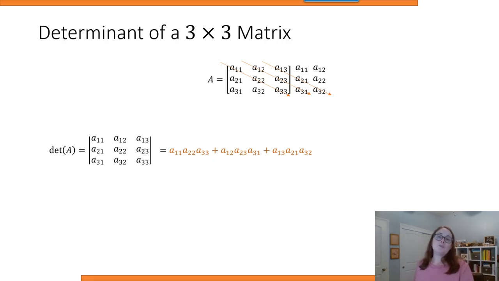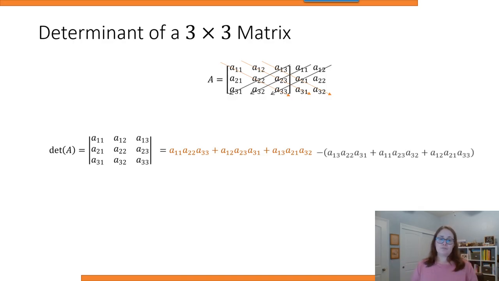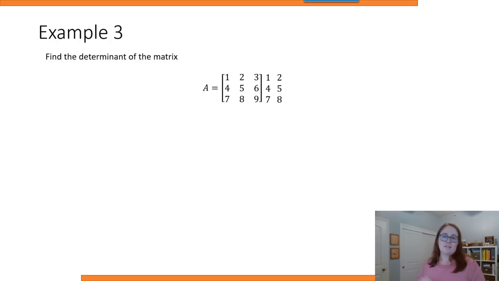And then I go to the diagonals going down to the left. So I get 3 more diagonals going in the other direction. And I do the same thing. I'm going to multiply all 3 numbers in each diagonal and add them up, and then subtract that from the first diagonals that I found. So it's a lot of notation there at the bottom. It's a little easier to see this in action with an actual example, so we'll do that in a second.